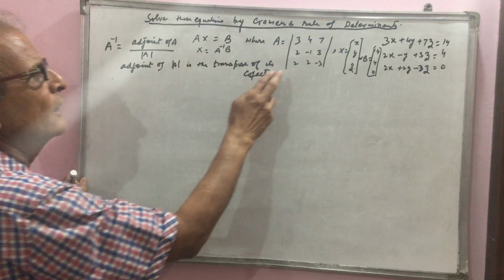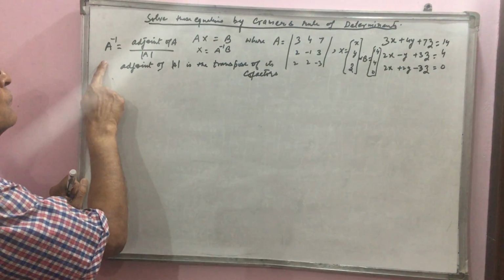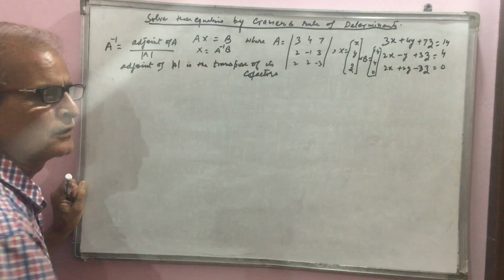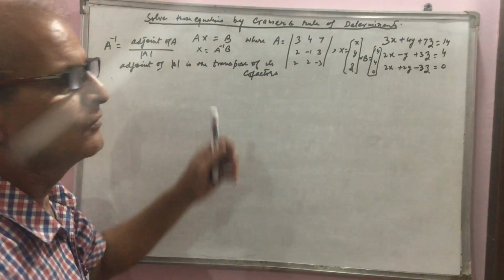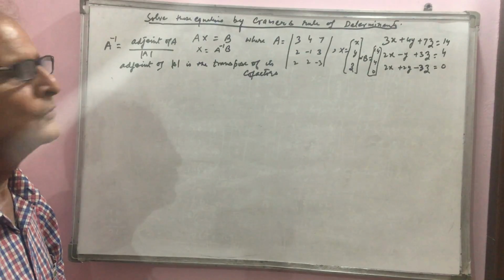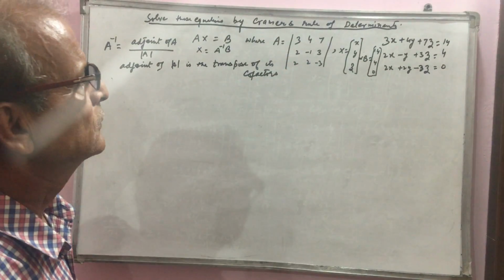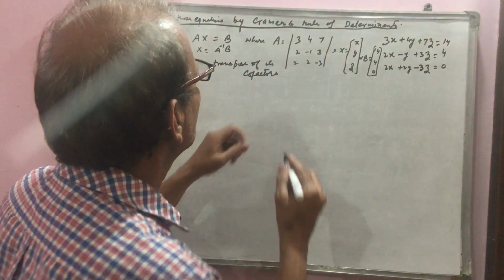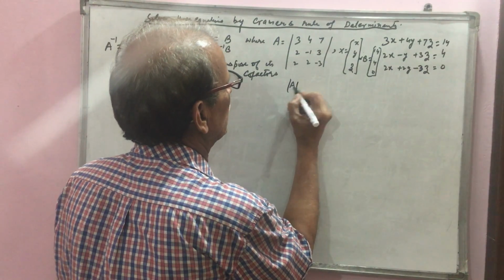Now, first we will find determinant A, then we will find adjoint of A, and then we will find A inverse, and put these values in this equation, and we will find the value of x, y, z. We will solve these equations. So how will we solve the determinant A?